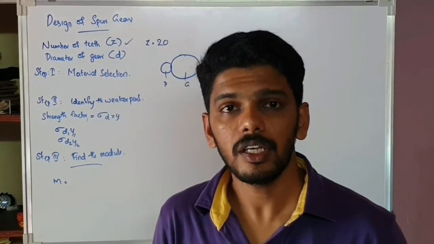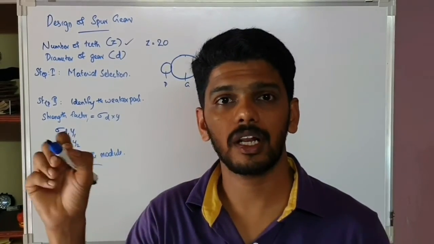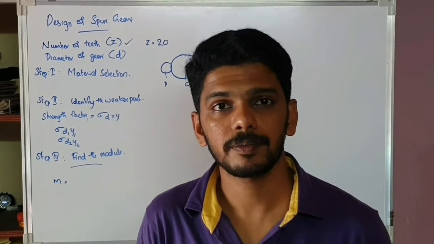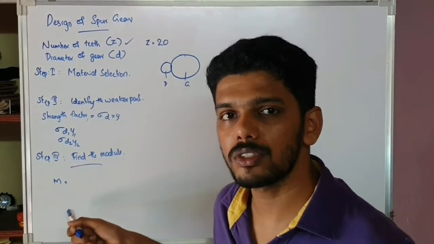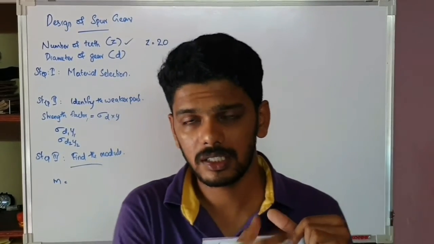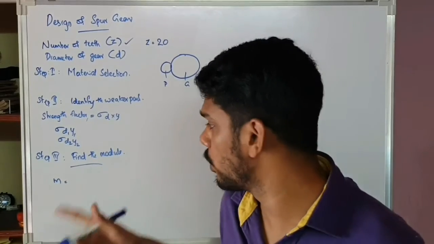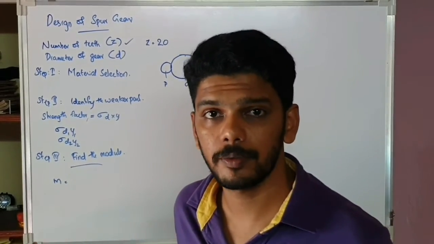If that stress is higher, then the design is unsafe. Write it down there: the design is unsafe. If the design is unsafe, you have to increase the module. If the module is 4, then increase to the next one. Take the standard table from the data book and increase the module. If the module is 5 here, increase it to the next one from the table.